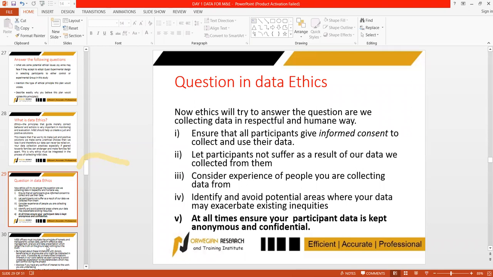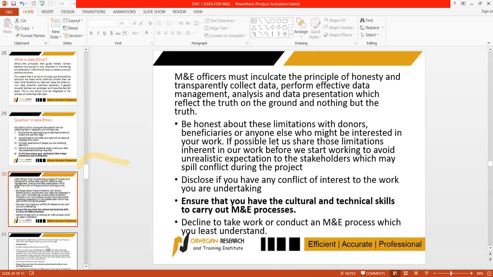For us to give a proper report, let's leave our convenience aside and go to that particular area, even the interior part, so that we collect information. Remember, we want to assist those people. You can never assist them if you don't have a comprehensive view of how that particular issue is affecting them. At all times, ensure your participant data is kept anonymous and confidential, and uphold secrecy as much as possible. Honesty is key. Do not receive data and manipulate it for your interest.